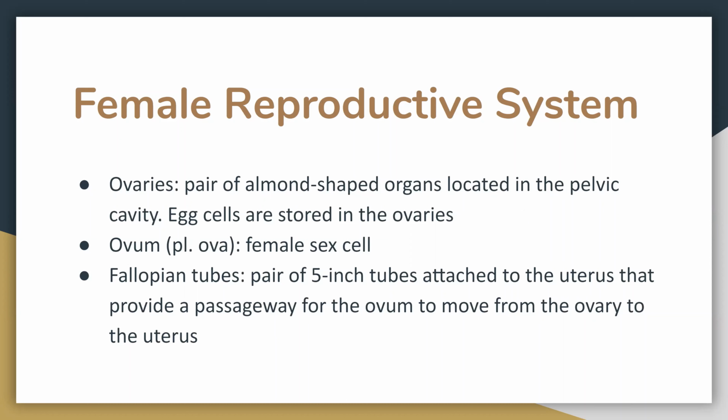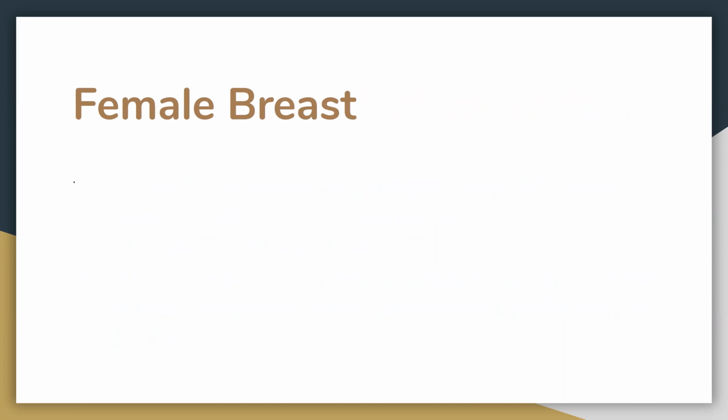Then you have the fallopian tubes that are a pair of 5-inch tubes attached to the uterus, and that provides a passageway for the ovum to move from the ovary to the uterus.